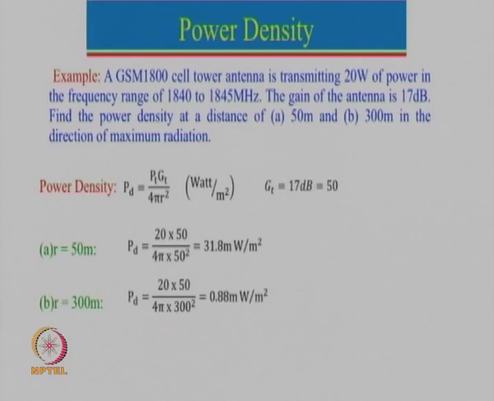Now, let us see what is going on about the radiation norm in the country and around the world. In India we have allowed the radiation density to be 450 milliwatt per meter square for GSM 900. For GSM 1800 we have allowed the radiation density to be 900 milliwatt per meter square. So, one can say that this value is less than 900 milliwatt per meter square.